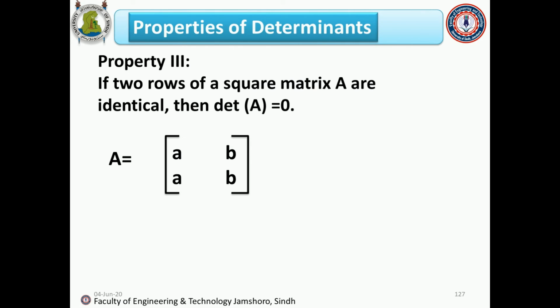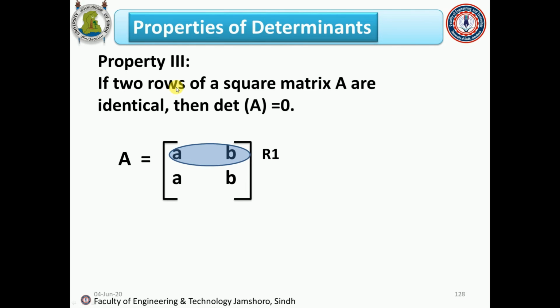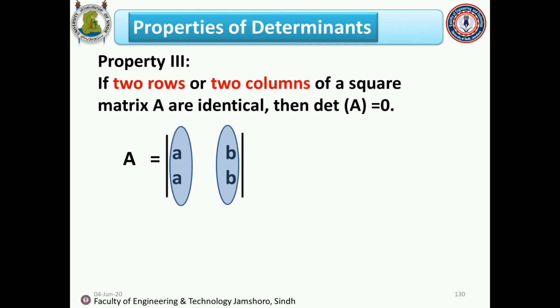Now property 3 says that if two rows of a square matrix A are identical, meaning the elements are the same, then the determinant of that matrix will be 0. Let's see, this is a matrix here. So A B and A B, both are the same thing. Here we observe that this is row 1 and this is row 2. Both are the same, so surely the result will be 0.